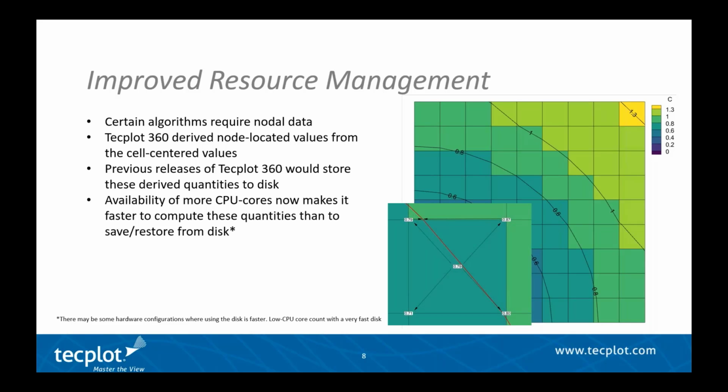So there are certain algorithms in Tecplot that require nodal data, even if you have cell-centered data. And so in this case, you can see in the small keyframe image here, we have a cell-centered value of 0.79, and we interpolate out to the nodes, and then from the nodes, we interpolate along the edge to find out where that contour line goes.